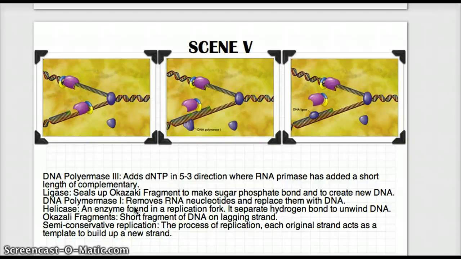After DNA polymerase 3 produces Okazaki fragments, DNA polymerase 1 will remove the RNA primer. And then the DNA ligase. Ligase is usually used to glue things, so DNA ligase would glue the Okazaki fragments together and make sugar-phosphate bonds, so the new DNA can be created.